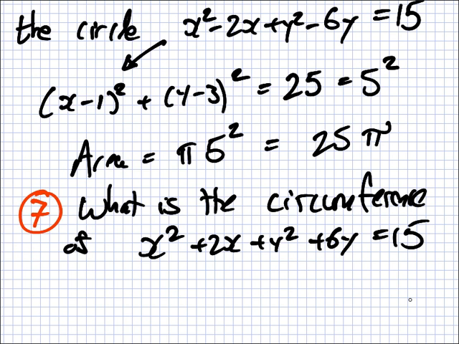Yeah, it's the same circle as before. So all I was really testing is if you remember the formula for circumference, which is 2 pi r, and r is 5, so that's 10 pi then. That's fine. And again, I've seen this one in the exam.